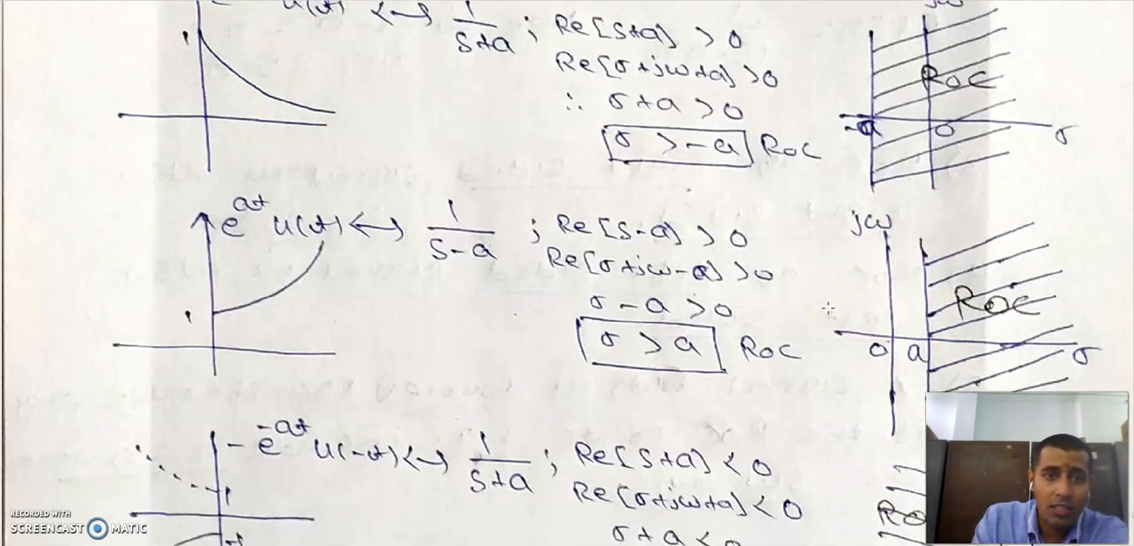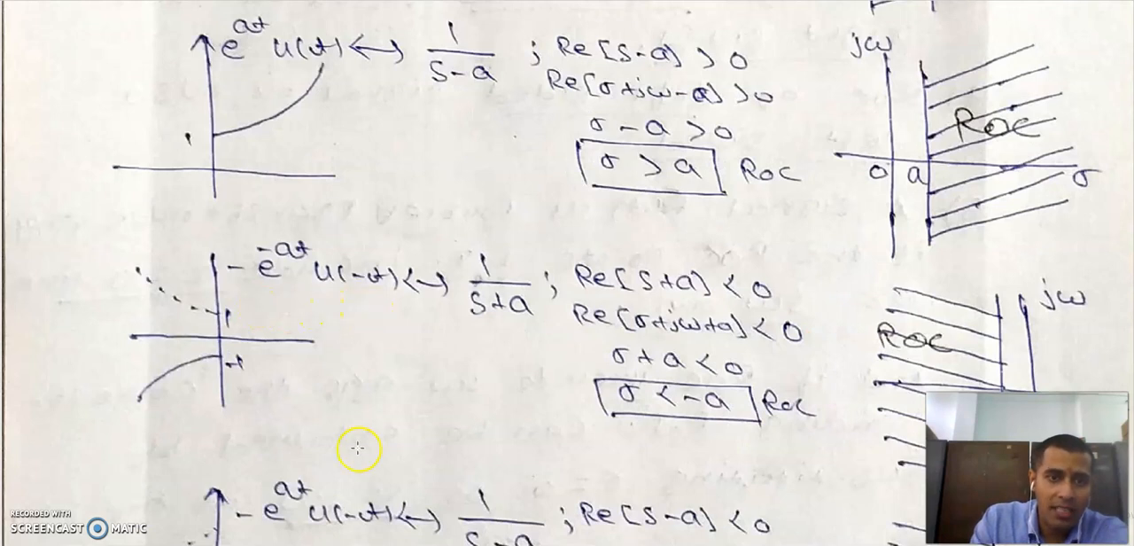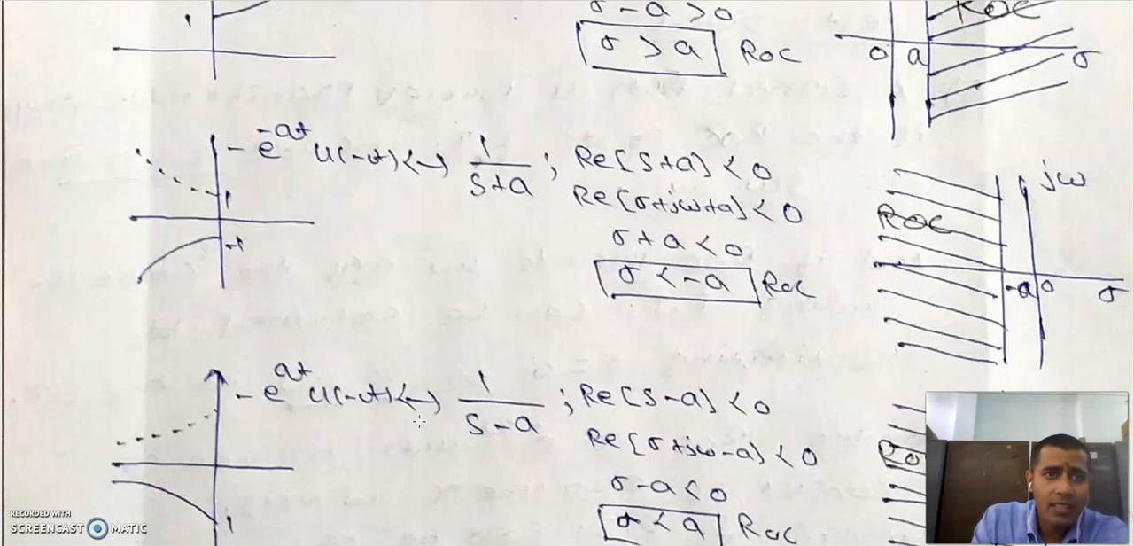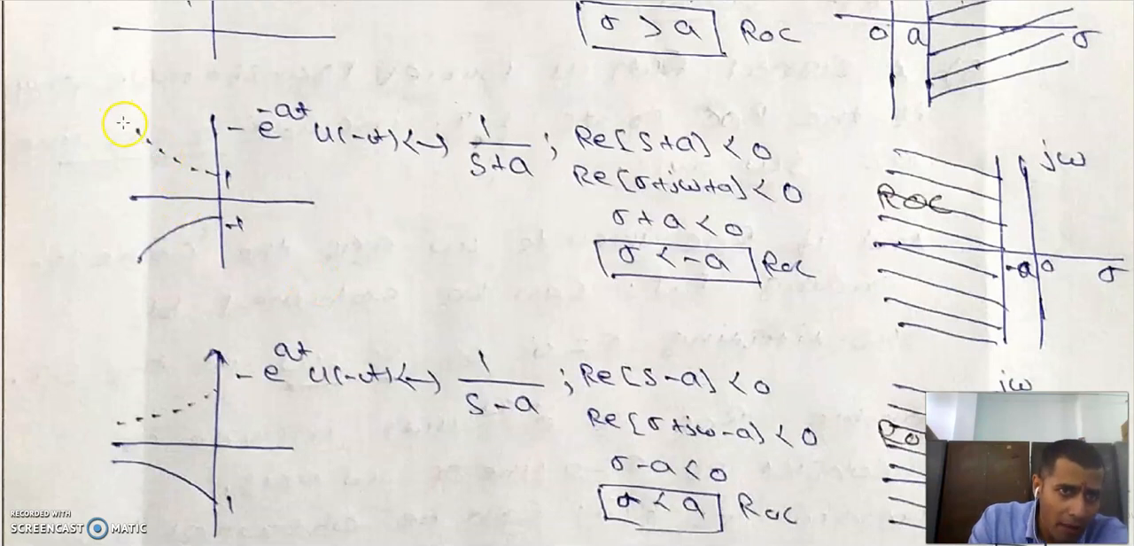Now see this one, this is a left sided signal, u of minus t. In this case, this one is e to the power minus at u of minus t, and this graph is minus of e to the power minus at u of minus t. This broken line is e to the power minus at u of minus t, and this one is minus e to the power minus at u of minus t. The Laplace transform of minus u of minus t is 1 upon s, so for minus e to the power minus at u of minus t, the Laplace transform is 1 upon s plus a.